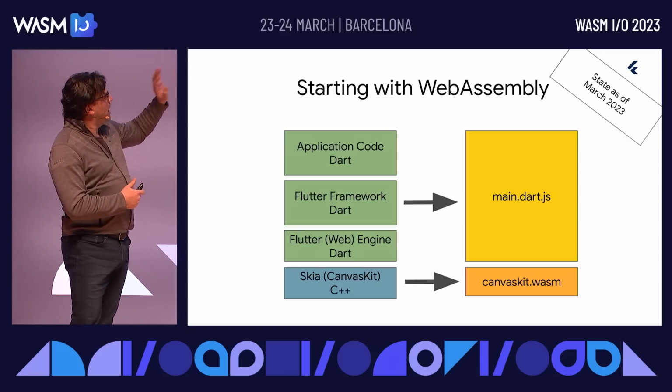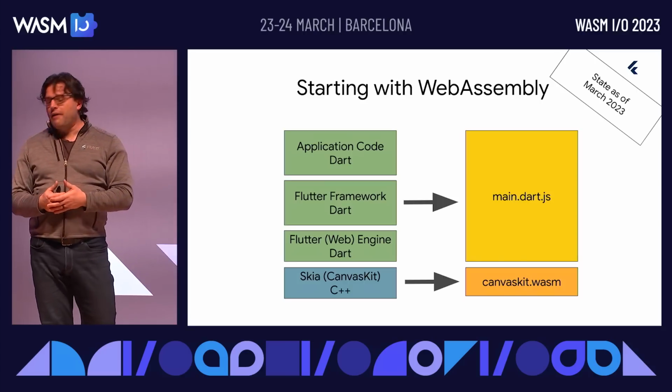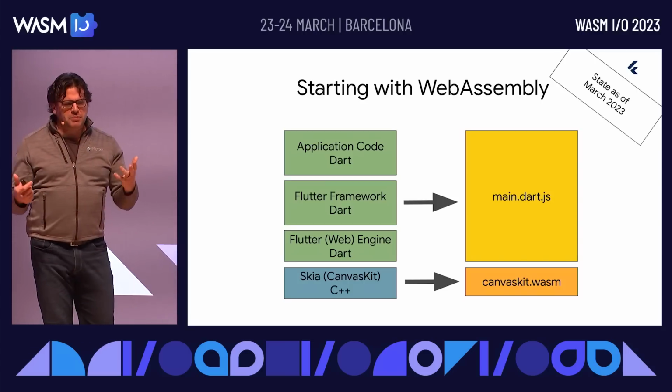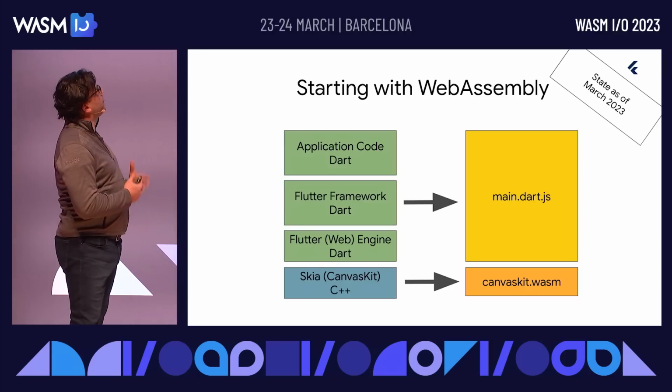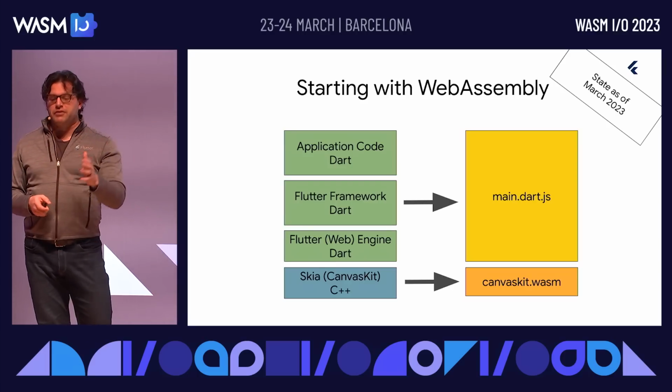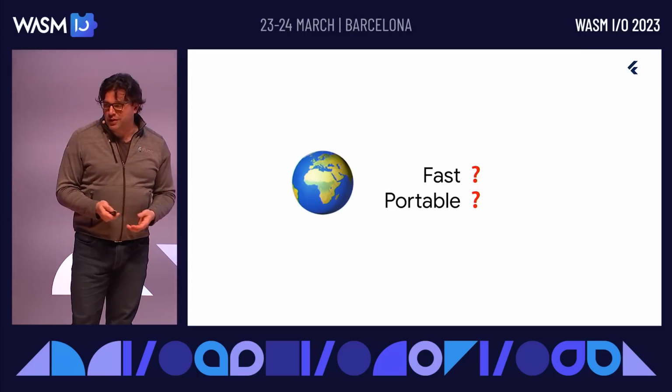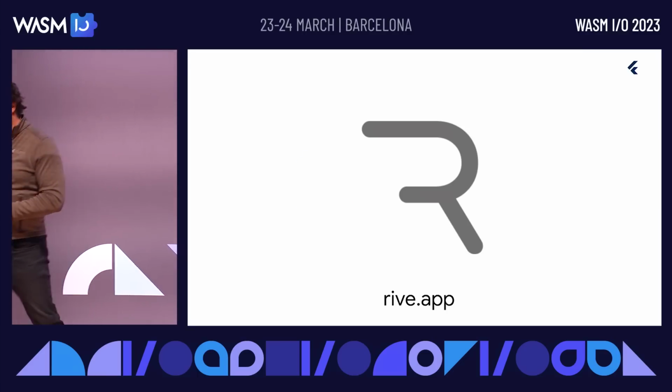So we take that engine and compile the C++ to WASM. And then the rest of the stack, the web engine, that's the stuff that talks to the DOM and deals with browser APIs, eventing and things. The framework and the application code, we compile that to JavaScript. And so another question is, is that fast and portable? How'd we do? Well, let's go back to Rive.